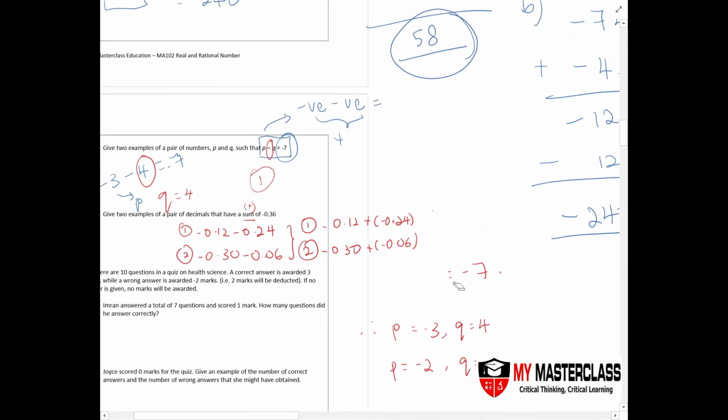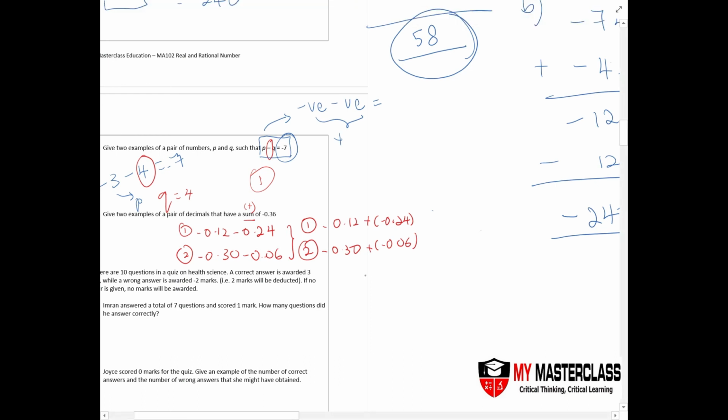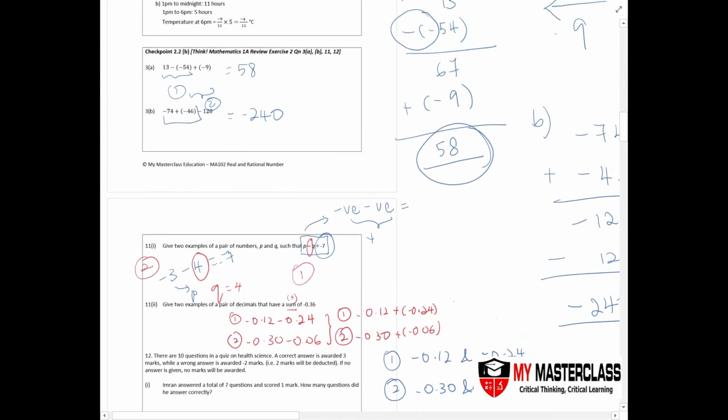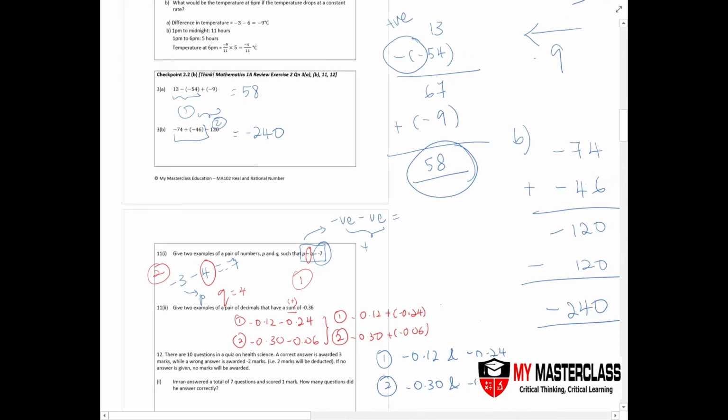So how would you express your answer in this manner? Now, this is a little bit different from part 1 because they didn't give you the positive and negative. Am I right? So what will you do? You will say that the first pair of decimals would be negative 0.12 and negative 0.24, whereas the second set of numbers will be negative 0.3 and negative 0.06. Okay, so that concludes the main direct questions that you will encounter when you're looking at negative numbers.